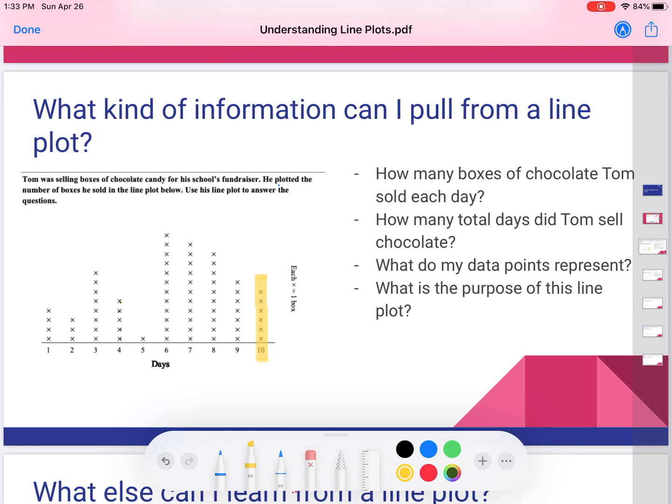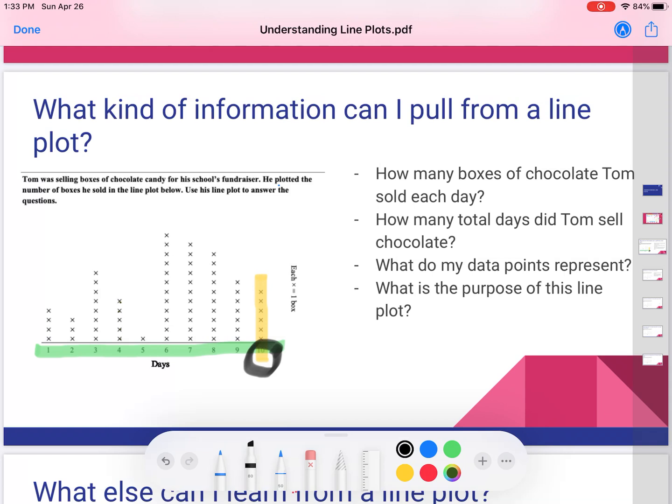Another simple question you might get are how many total days did Tom sell chocolate? Can you figure out what we can look at on this line plot to tell us how many total days Tom sold chocolate for? All right, if you guess that you can look at your labels and see the total days, you were right. We know that Tom sold chocolate for 10 days.